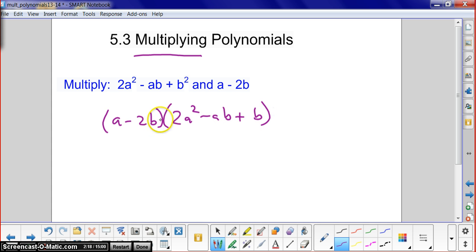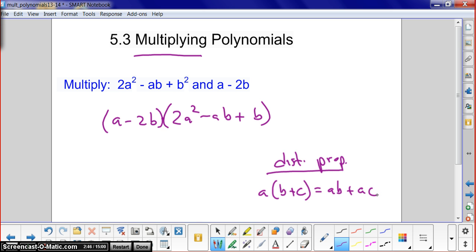So you can see that the true operation going on here is multiplication. And so when we're multiplying polynomials, it's really just the distributive property over and over and over again, and then you combine like terms. Remember, the distributive property says that a number multiplied by the sum of two numbers is equal to the number times the first plus the number times the second. Oftentimes teachers will draw the arrows saying multiply by both of those.